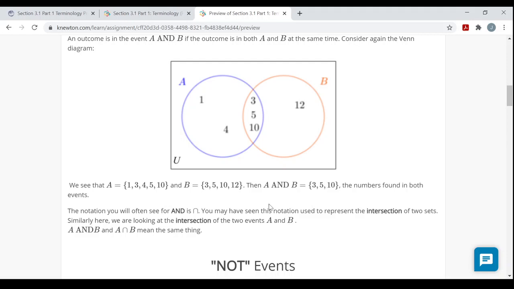Now, an AND event is symbolized by this upside down U symbol. So if you see A with the upside down U symbol between A and B, that means the same thing as A and B, and it's called the intersection of the two events. Hopefully that name makes sense when you look at the Venn diagram. It's what outcomes are where they overlap, where the events intersect.